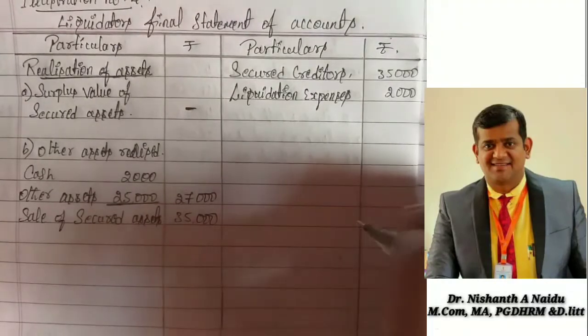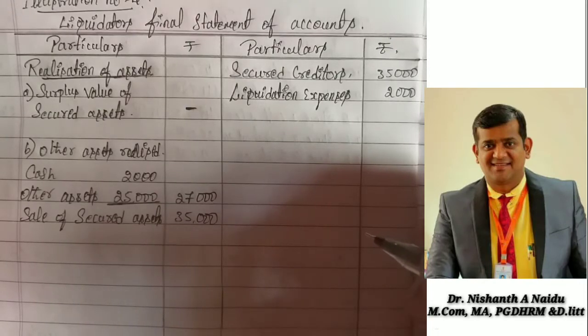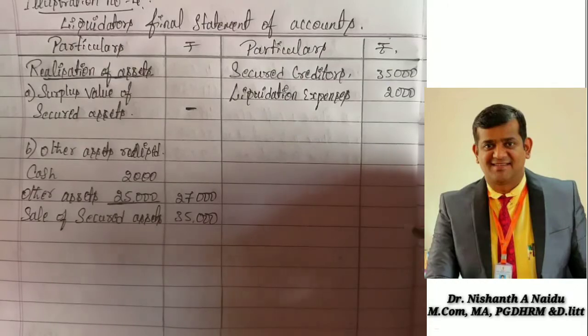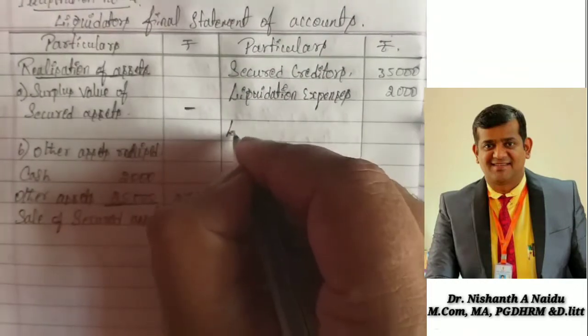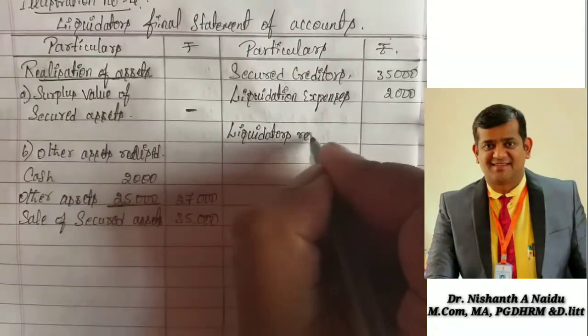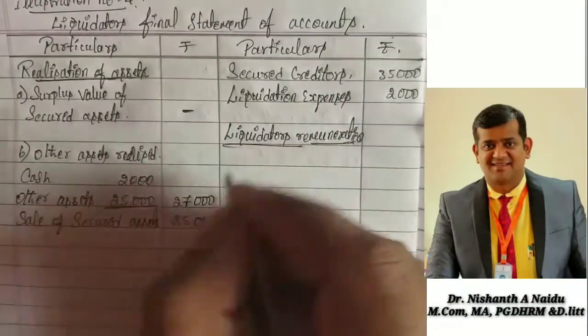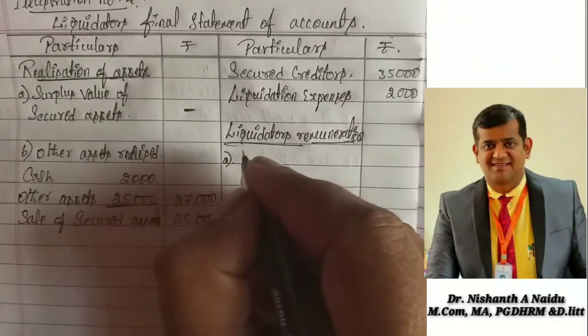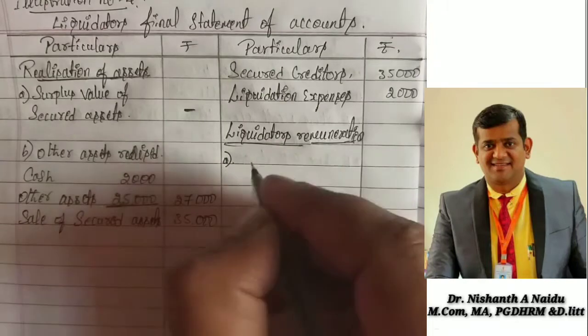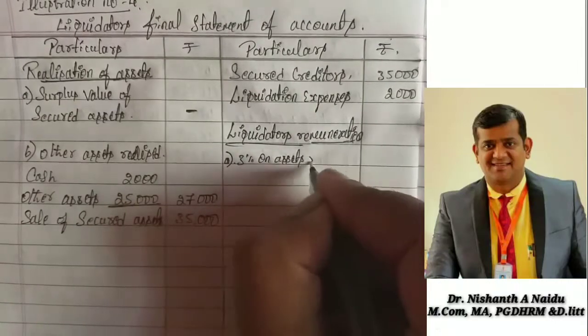Okay, so then we have to calculate liquidator's remuneration, because the immediate next point is the liquidator's remuneration fixed as 3% on the assets realized and 2% on the amount paid to the unsecured creditors. So let us calculate liquidator's remuneration. Underline that. In point A, he said 3% on assets realized.